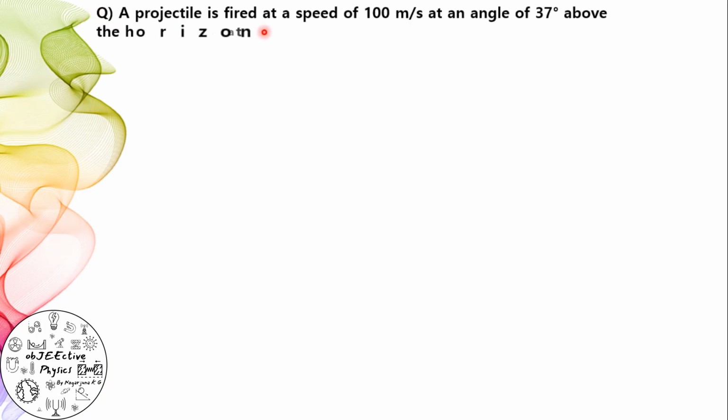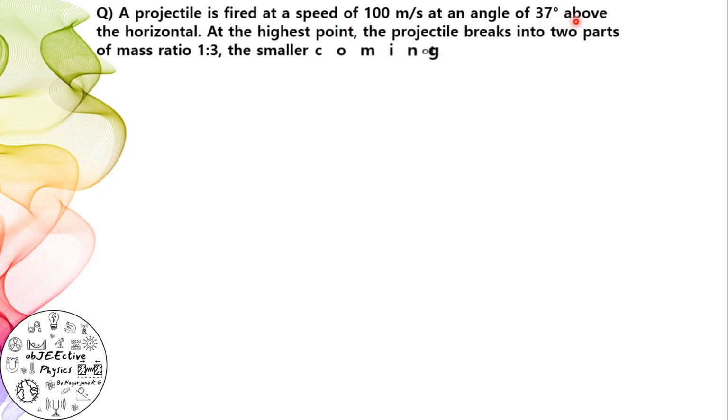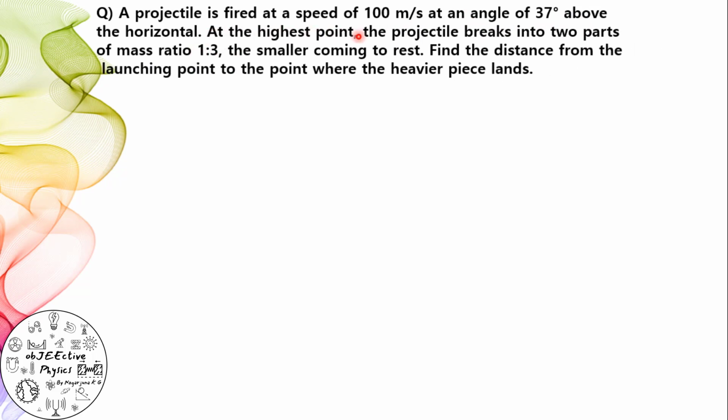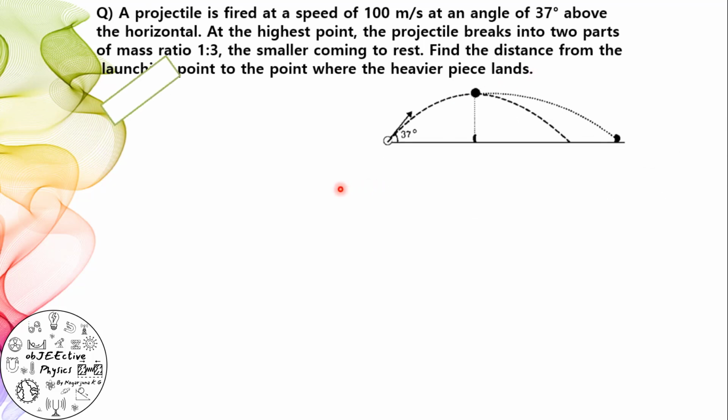A projectile is fired at a speed of 100 meters per second at an angle of 37 degrees above the horizontal. At the highest point, the projectile breaks into two parts of mass ratio 1:3, the smaller coming to rest. Find the distance from the launching point to the point where the heavier piece lands. Observe the diagram in the solution.